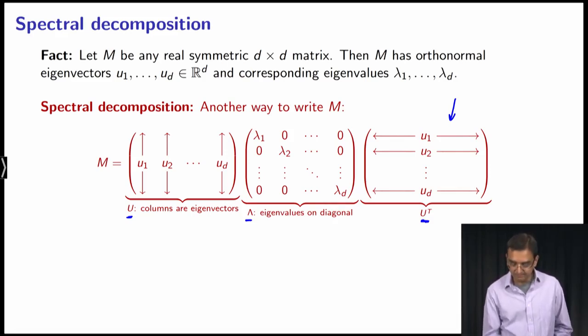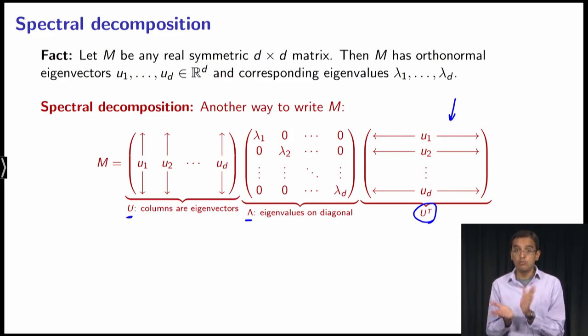U transpose is simply a basis change matrix. It's converting from the regular coordinate basis to the basis of the eigenvectors u1 through ud. U is the basis change in the opposite direction, from the eigenvector basis to the regular coordinate basis. And lambda, well, that's just a diagonal matrix, so it's just scaling each coordinate separately. M is simply the composition of these 3 elementary operations.